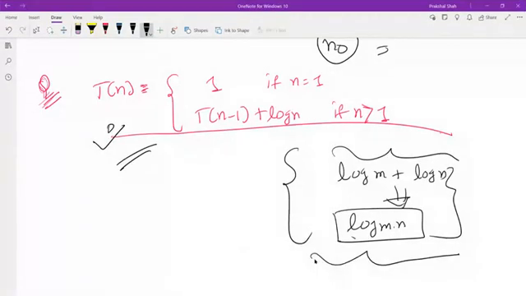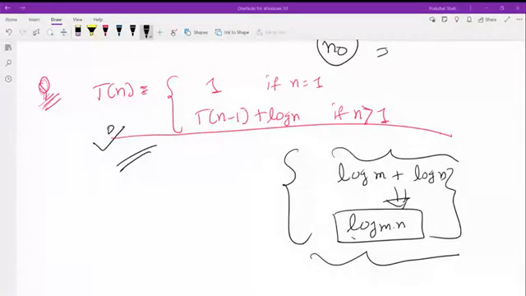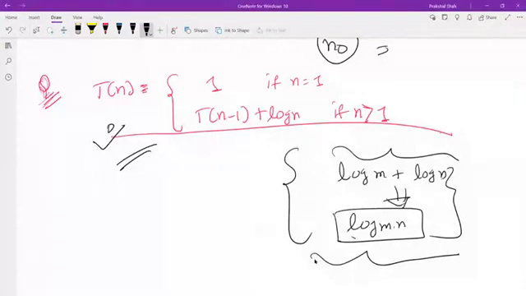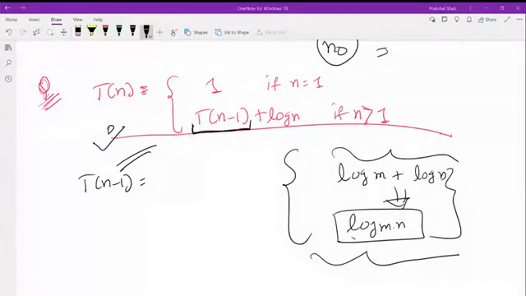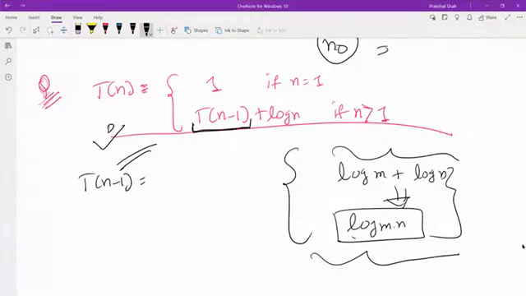You need to start with n equals n minus 1, correct? First of all, you need to find t of n minus 1, just like the same scenario we did earlier. So if you find t of n minus 1, then it will be what? Then after that you need to find t of n minus 2. Let's say if we put n minus 1, it will be t of n minus 2 plus log of n minus 1.